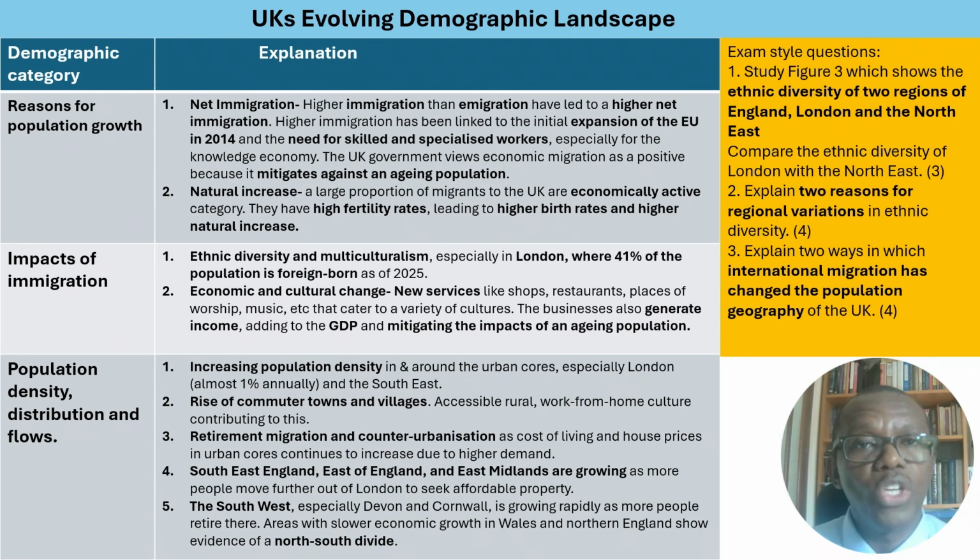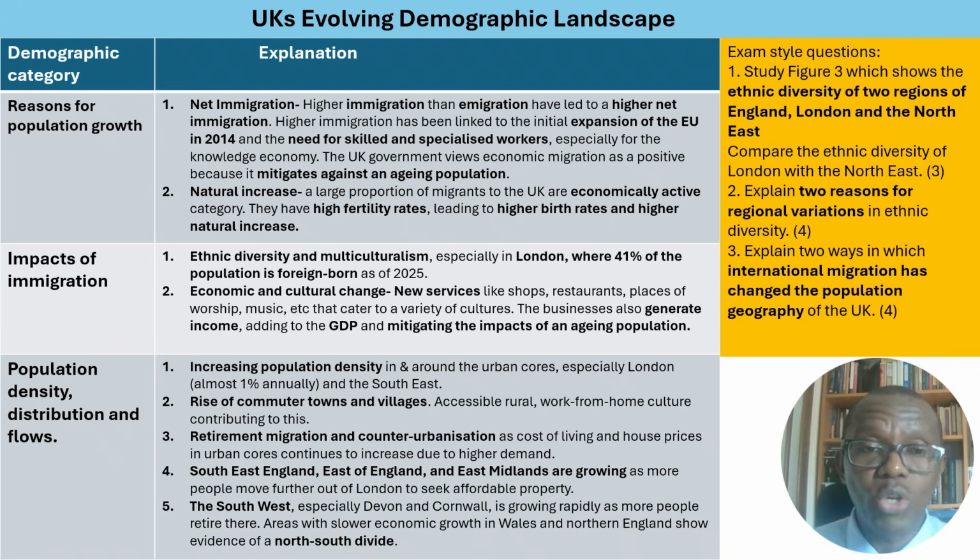The next thing that we're going to look at is the UK's evolving demographic landscape. Now, demography obviously is the study of population, and therefore we are looking at the way the UK's population is changing. Now, the first thing to note is that population normally grows as a result of either natural increase, where you have more births than deaths, and it can also grow as a result of migration. So those are the two main reasons. Now, let's begin then with migration.